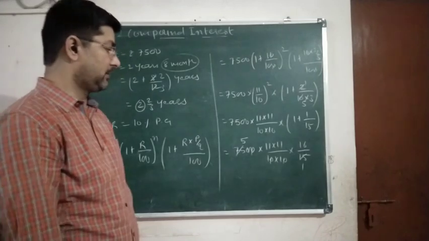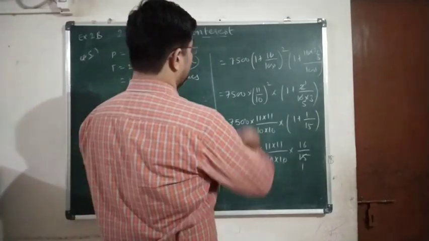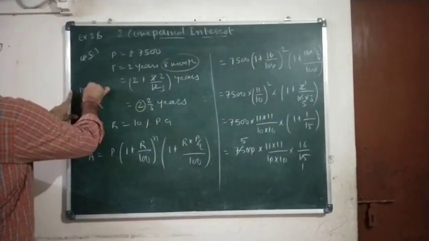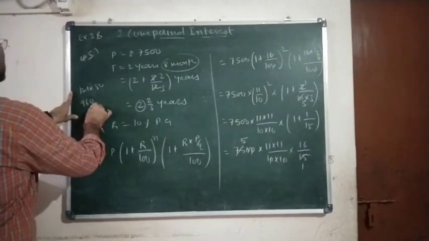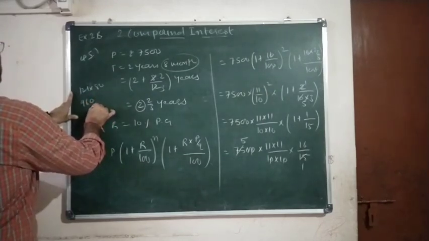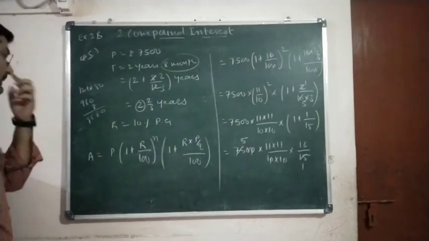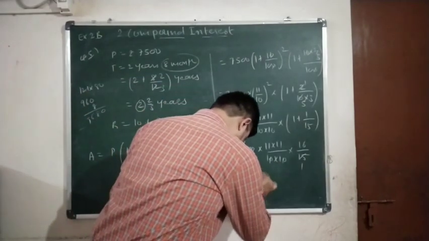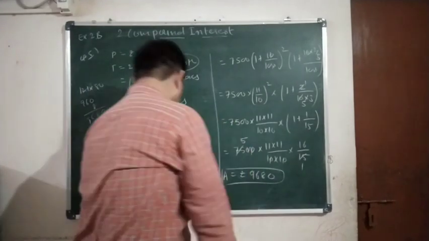Okay, now let us multiply. 11 11s are 121 and 16 5s are 80. So 121 into 80 is 9680. So amount is rupees 9680. This is the amount.